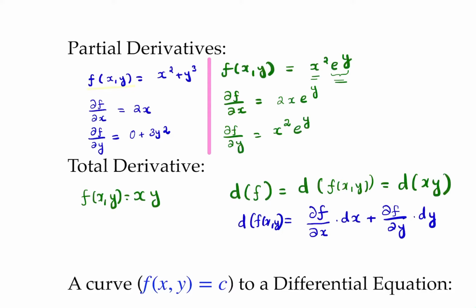Let's take a look. So here d of xy would be the partial of f with respect to x, very similar to what we did earlier, and that is going to be simply y multiplied by dx, plus the partial of this with respect to y, which would be simply x. So we are going to have x times dy.